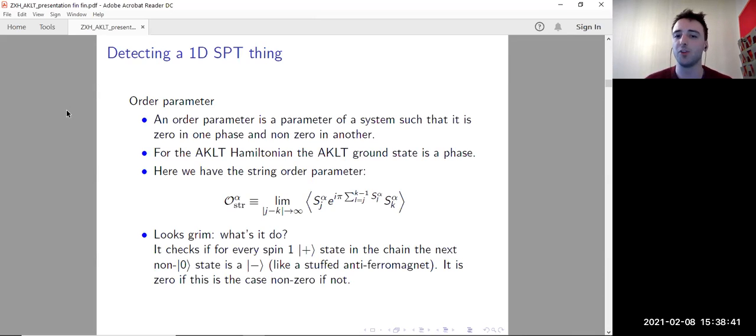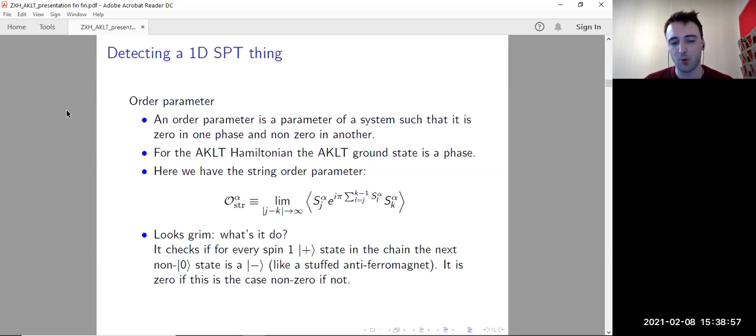So if you think of a spin 1, you can have +1, you can have -1, that's sort of your up down. You also have zeros, and they act as sort of padding. So a diluted antiferromagnet rather, is going to give you this up-down structure with zeros in between.